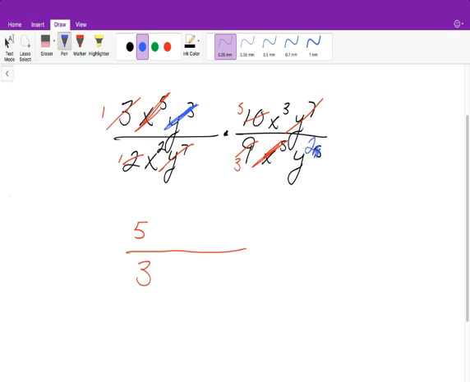I have x squared and x cubed. So if I take away x squared from this x cubed, I'm left with 1x in my numerator. So now I'm left with 5x over 3y squared. And that is your final answer.